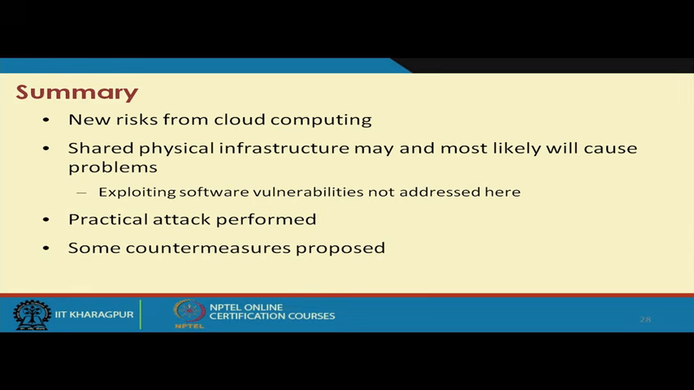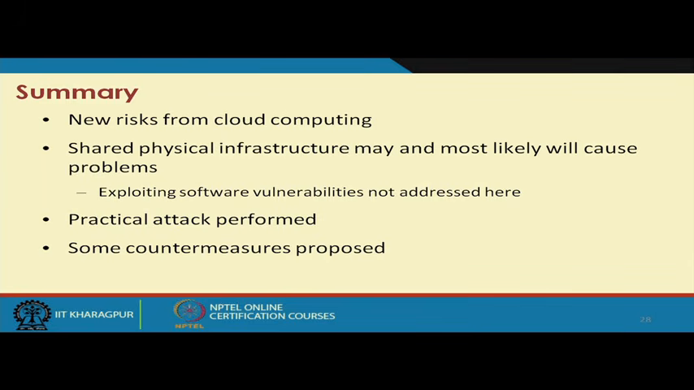So, with this we end our talk today. In summary, there are new risks from cloud computing which are a little different from conventional computer, information or network security. Shared physical infrastructure may, and most likely will, cause problems. Exploiting software vulnerabilities is not addressed properly here. There may be some software vulnerabilities at the SaaS level of the cloud, which have not been addressed. In that particular paper, they have shown that practical attacks are performed, and sound countermeasures are also proposed in this work.